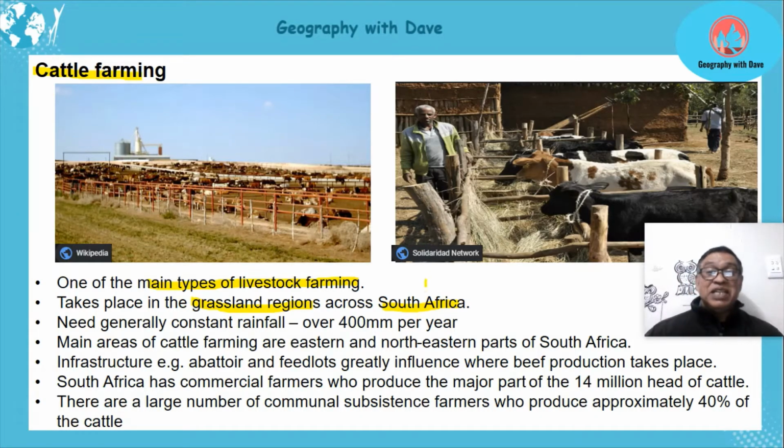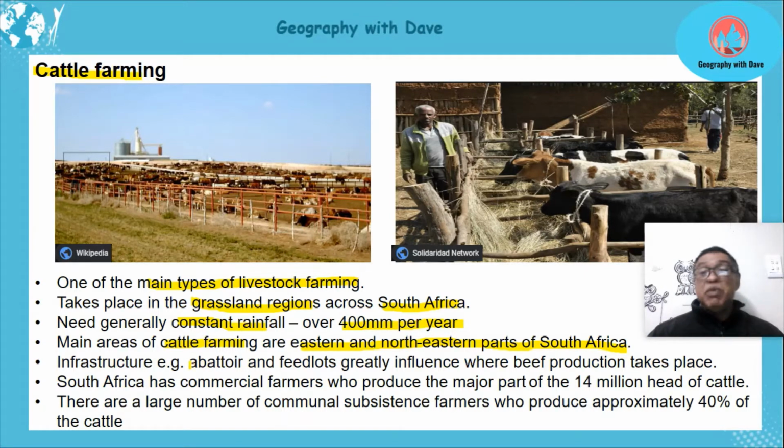That's where the bulk of the grassland regions is found, in those highlighted areas where the bulk of cattle farming is happening. It also needs constant rainfall, over 400 millimeters per year, for the vegetation for grazing, and also for the cattle, but most important for the grazing. We need the pasture lands. The main areas of cattle farming are in the eastern and northeastern sections of South Africa, as we highlighted there.